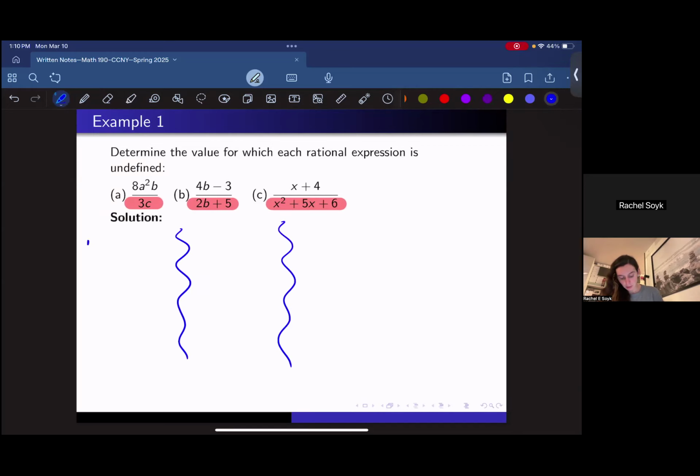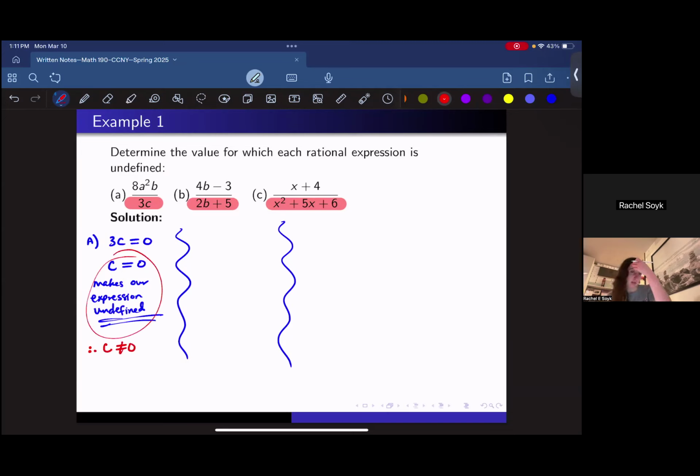So in part A, we set 3c equal to 0, which tells us that c equals 0 makes our expression undefined. Therefore, our restriction is 0, which means c should not be equal to 0.